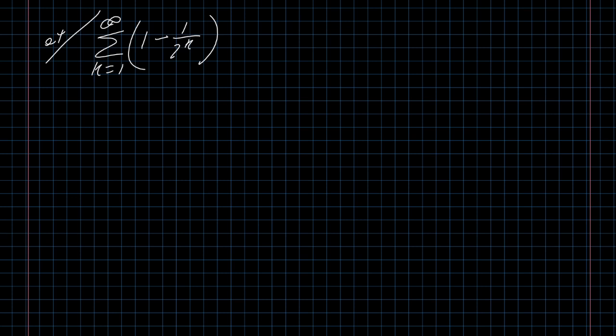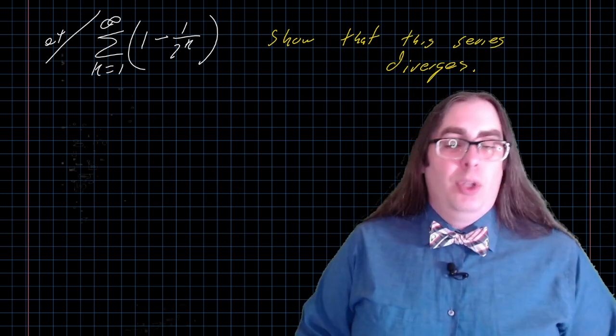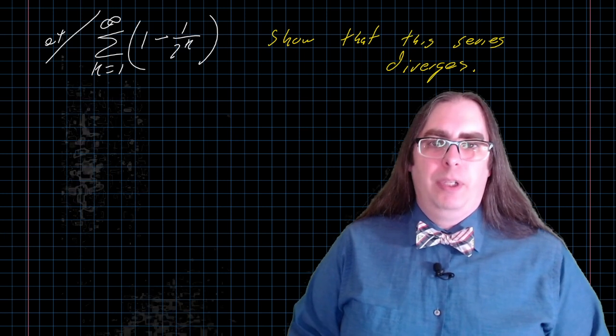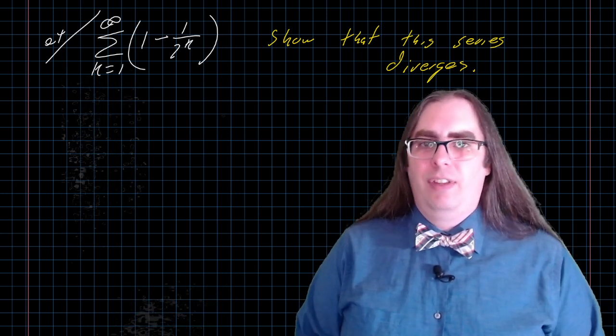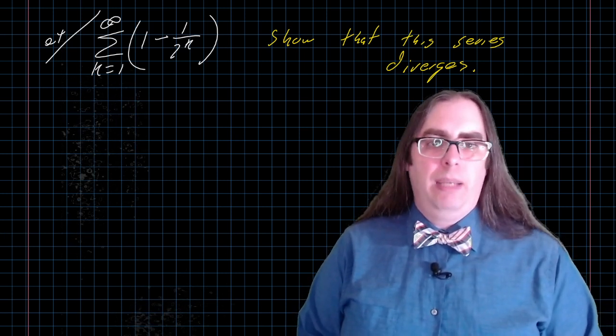But I would like you to take a look at the sum, k goes from 1 to infinity, of 1 minus 2 to the k, and I would like you to show that this series diverges. I didn't go through an example of showing this, but using the ideas that I've discussed in this video, you should be able to do this on your own.